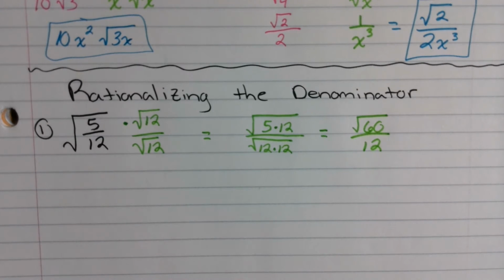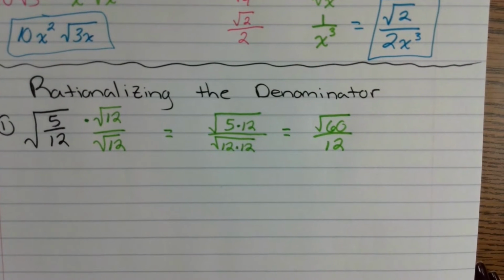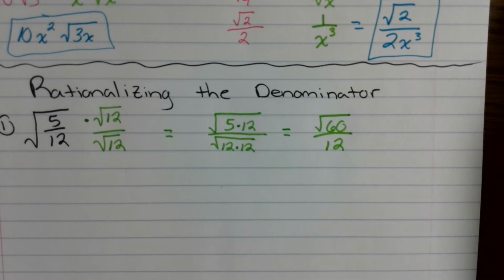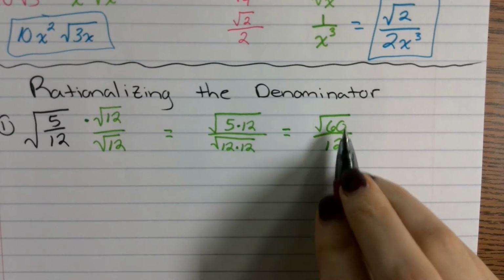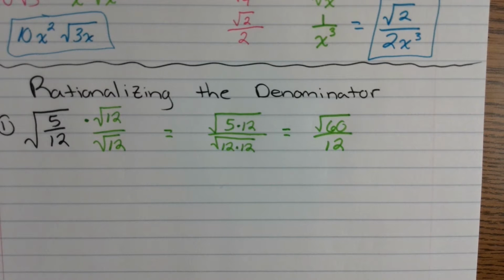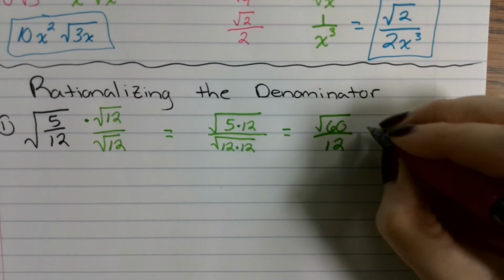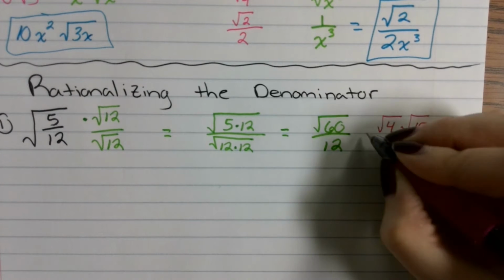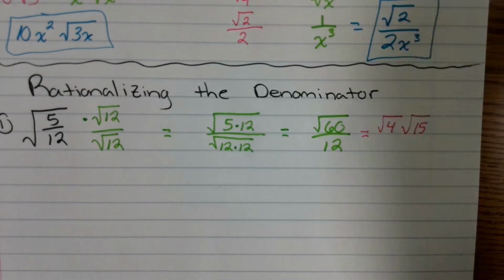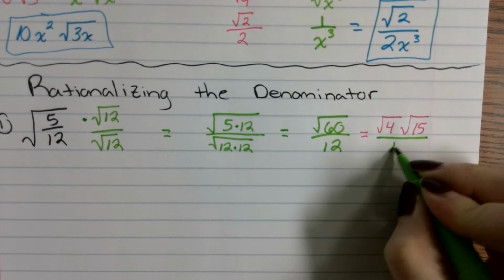Okay, now in this case, we get square root of 60 over 12. Can we simplify the square root of 60? Can we break that up? Is there a perfect square that can go into it? Not 16. What perfect square can go into 60? A 4. 4 times what? 15. So we can break this up into the square root of 4 and the square root of 15. All of this is still over 12.